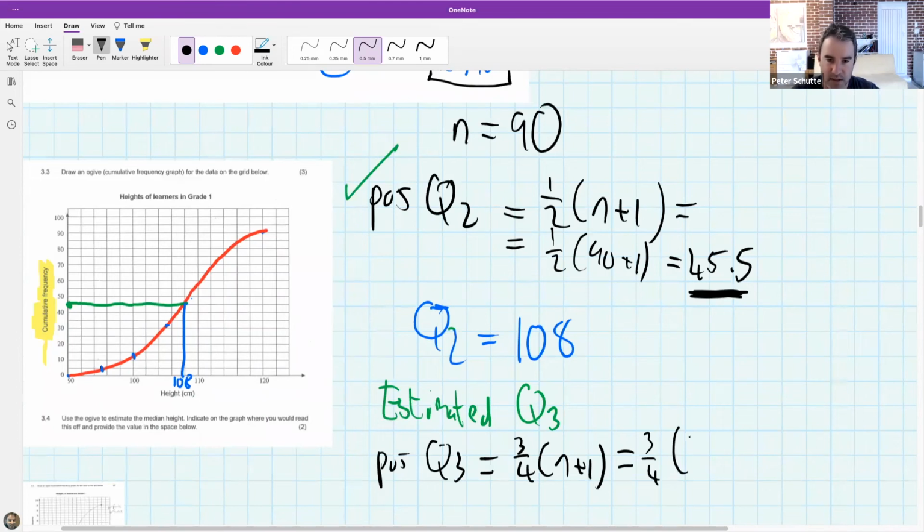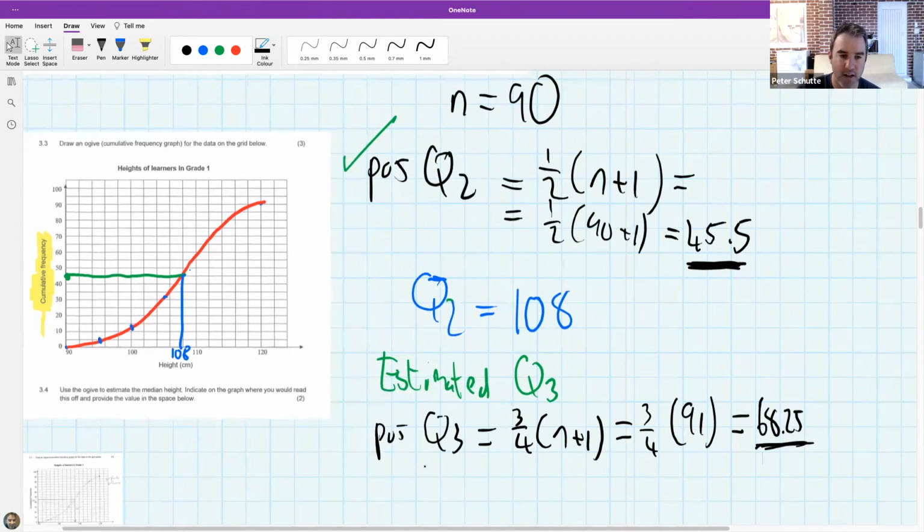So 3/4 times n plus 1. What was my data set? It was 91, or 90. So I get 68.25. So the position is 68.25. However, this is not the value, this is the position. And so I still need to use my ogive to work out what the estimated upper quartile, or Q3, is. So I go to 68.25 and I try to find it approximately on my drawing, and I see it as just below 70.